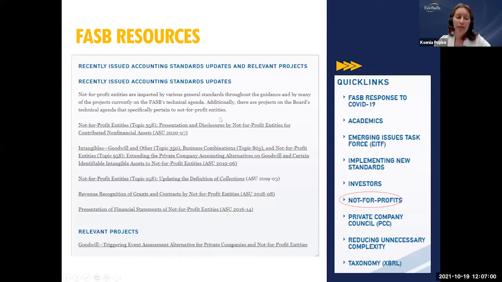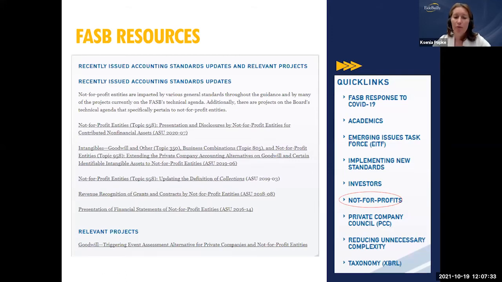But there is a section on recently issued accounting standards updates. And these particular standards, you won't see the revenue recognition here or the Leases standard, because those are much broader in its coverage. But this particular page will show you some more specific not-for-profit standards that have been issued. So kind of starting from the bottom, presentation of financial statements of not-for-profit entities, ASU 2016-14. For the most part, all not-for-profits have now implemented this standard.